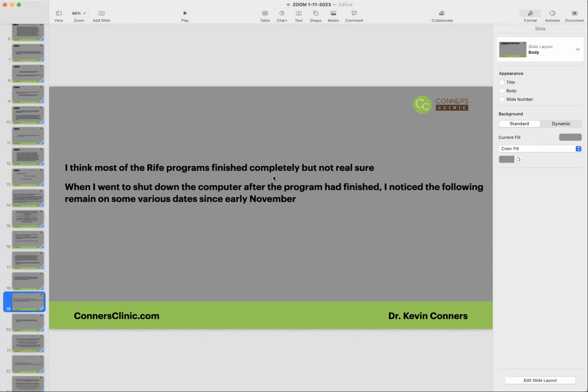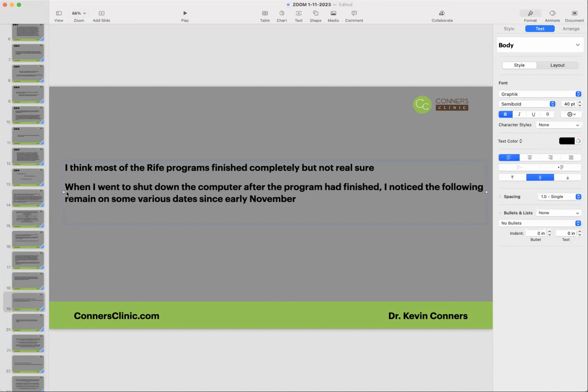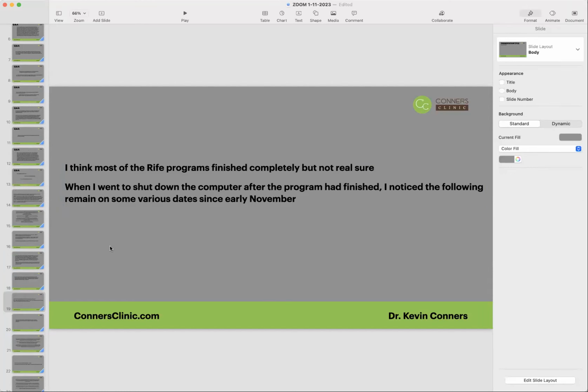They noticed that their Rife isn't completely finishing. The programs aren't completely finishing. So please look at the Rife resources page on your member site. We've addressed this, and this is definitely one of the frequently asked questions. You shouldn't be looking at the numbers on your Rife.